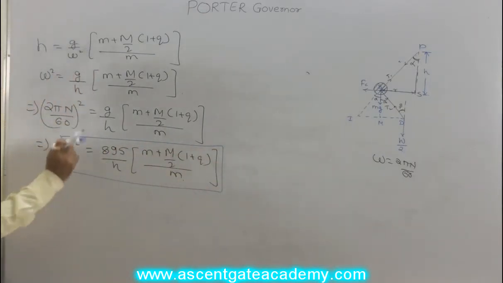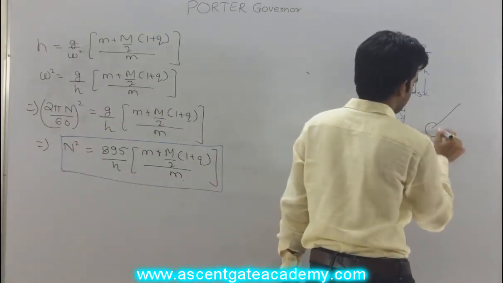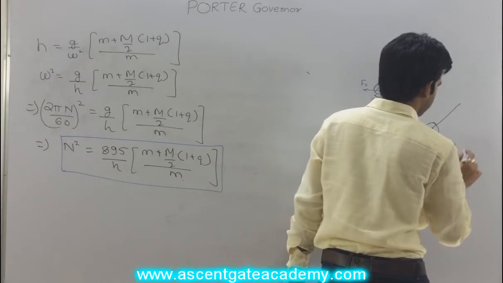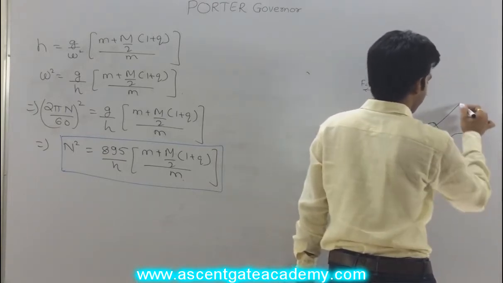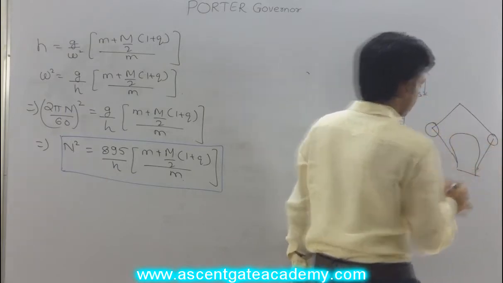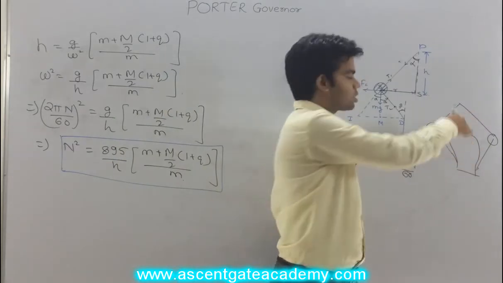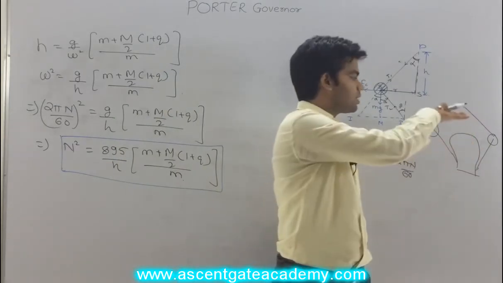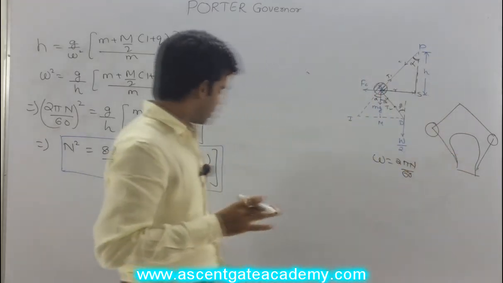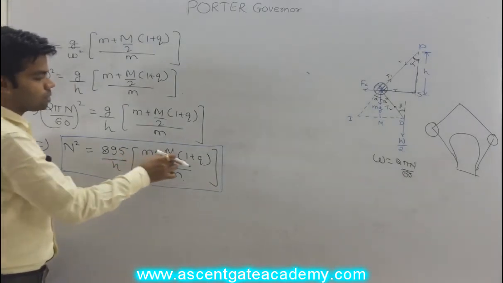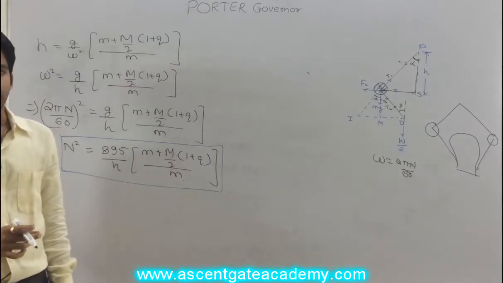Now if we are considering the friction, then what will happen? So suppose we have this Porter governor, and in this Porter governor we are having the weight which will move along with the sleeve. Okay, so when this weight is moving upward, the frictional force will act downward, and when this weight is moving downward, the frictional force will act upward. Okay, so if we are considering the friction, that friction force will add or subtract with this value of central load. Getting this or not?